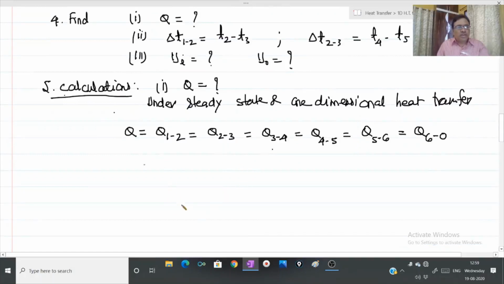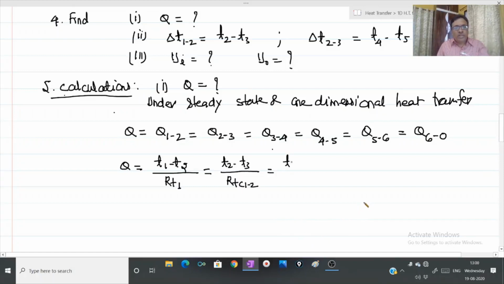Now we can write the rate of heat transfer equation in terms of temperature drop and thermal resistances. So Q12 will be (T1 minus T2) over RT1. Q23 will be (T2 minus T3), that is the temperature drop at the interface, over RTC12.